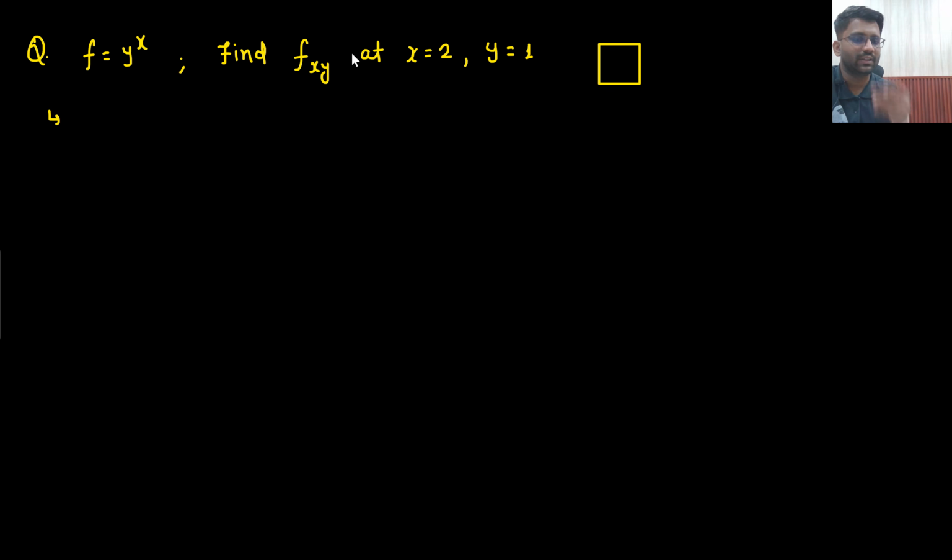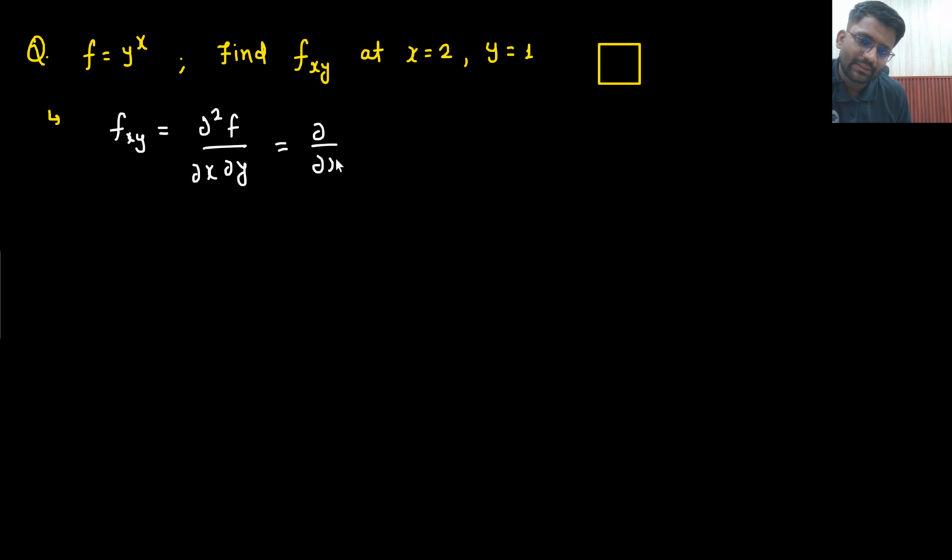Now let's solve this question. This is a GATE IQ only. Let's find out fxy. What is the meaning of fxy? You need to differentiate function f with respect to x and with respect to y. That means del by del x, first I will differentiate with respect to y, and then I will differentiate with respect to x.